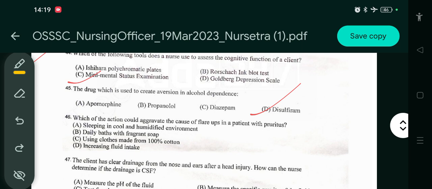Why not the other options? Apomorphine is not the aversion drug for alcohol dependence. Option B, propranolol, is a beta blocker, so it is also not correct. Diazepam is used in alcohol withdrawal symptoms, not in alcohol dependence aversion. So option D is correct.